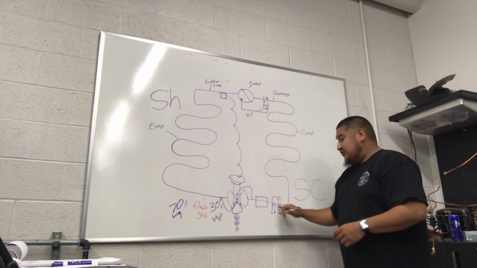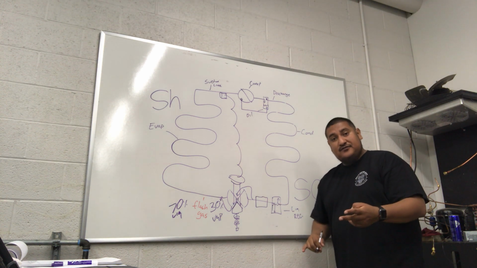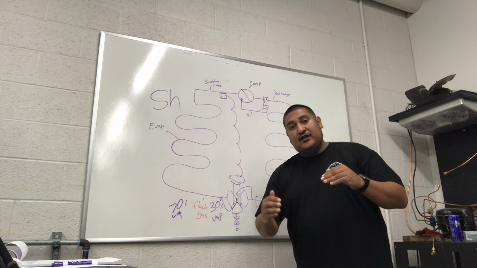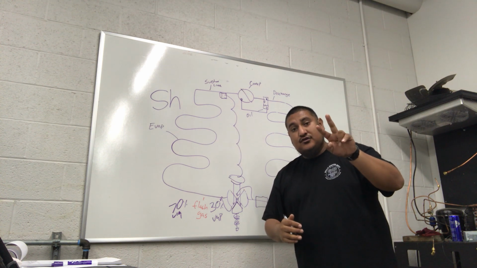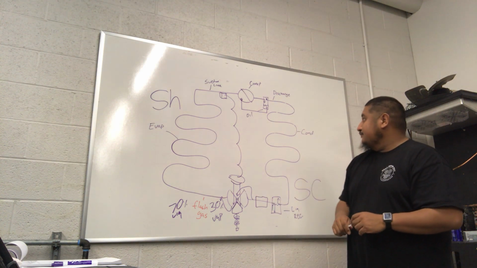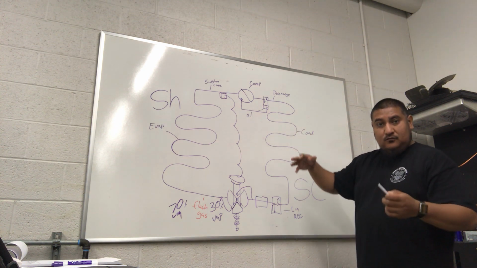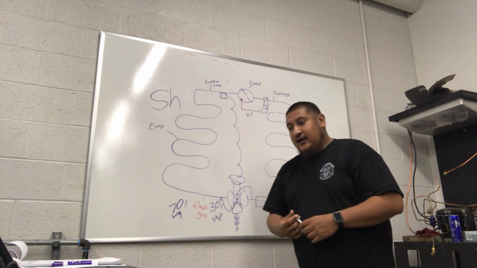So the pressure is still the same. The pressure is still 200 pounds. But instead of being 102 degrees, it is now 100 degrees. So we lost 2 degrees. All right? So that means we rejected 2 degrees of heat, right? Which gives us liquid.